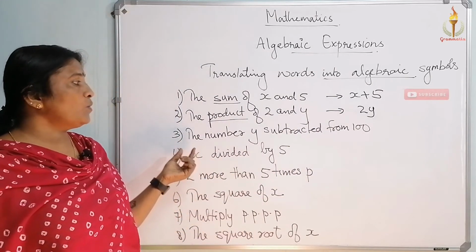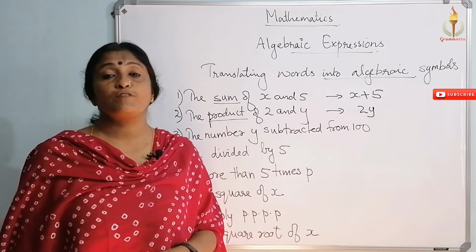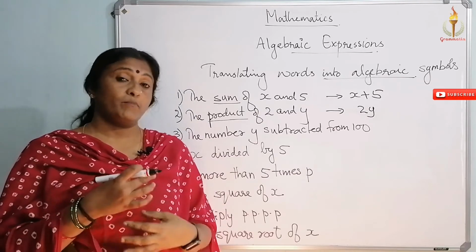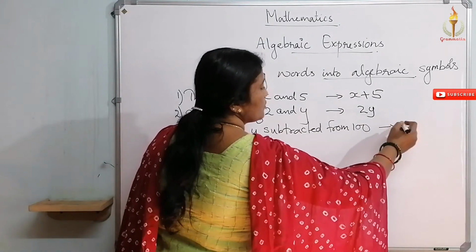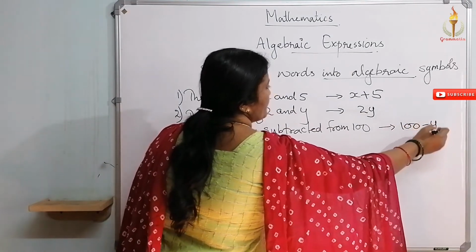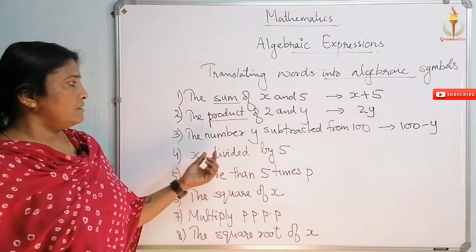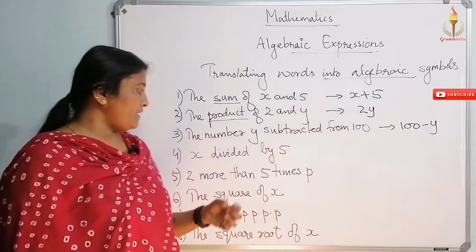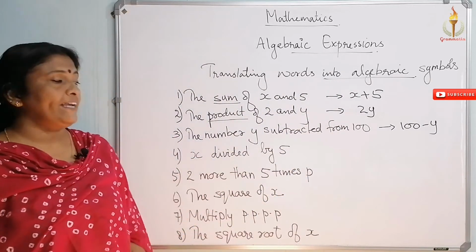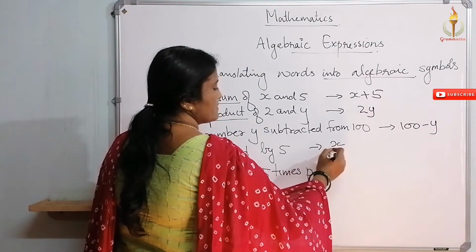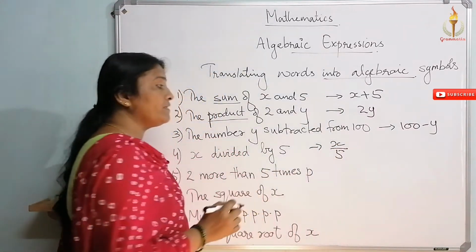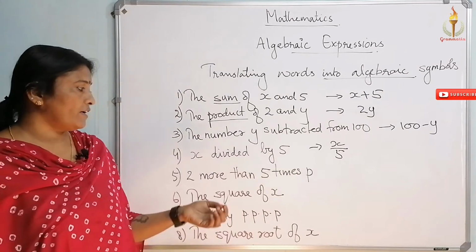Okay. The third one, the number y subtracted from 100. So the number y is subtracted, so it will be 100 minus y. So subtracted, that is that symbol there. Next, x divided by 5. So it will be x, it's divided by 5. So numerator is x and denominator is 5.